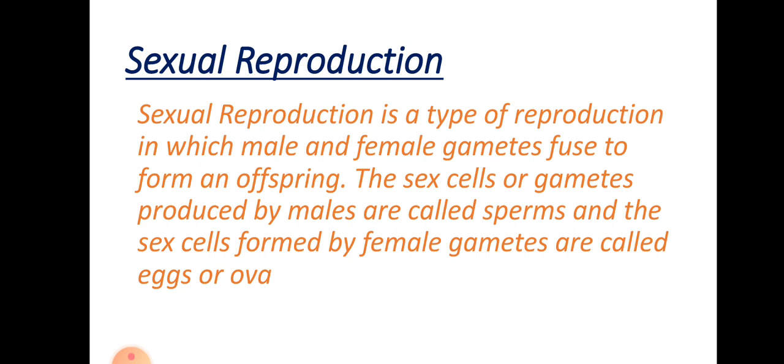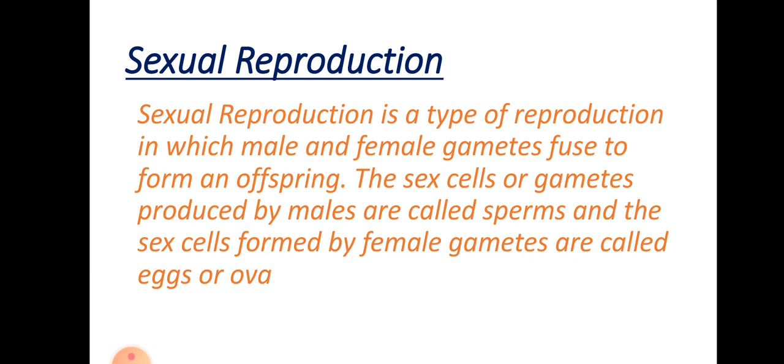So what is sexual reproduction? Sexual reproduction is a type of reproduction in which male and female gametes fuse to form an offspring. As the reproduction takes place, two parents are involved, male and female. The male parent produces sex cells or gametes called sperms, and the female parent produces sex cells called eggs or ova, singular ovum.